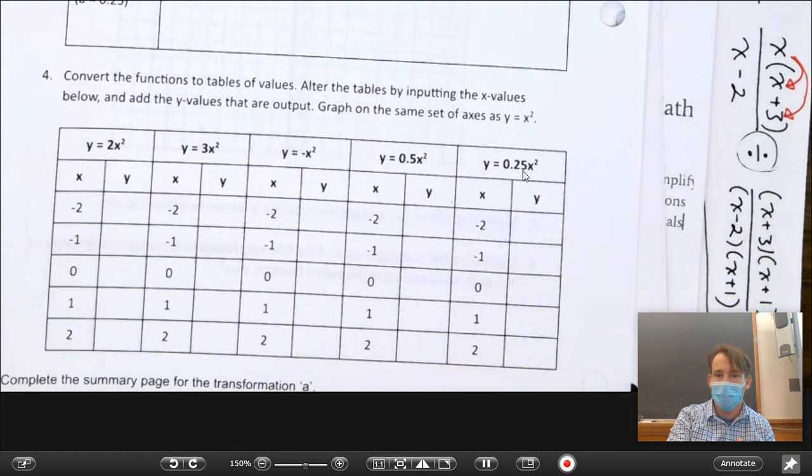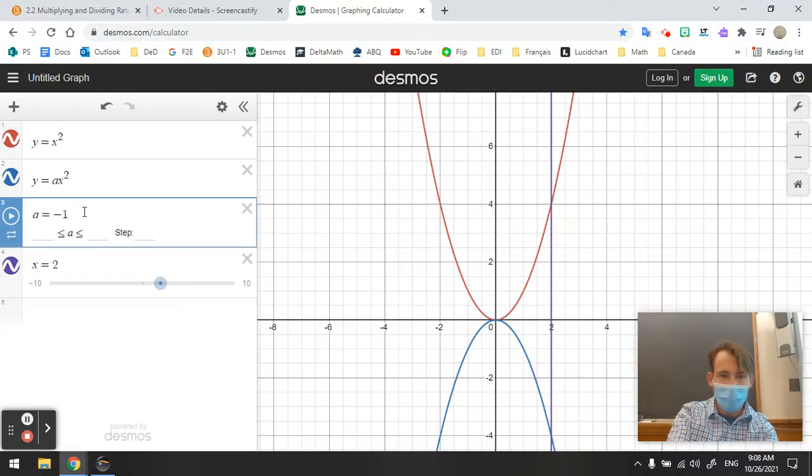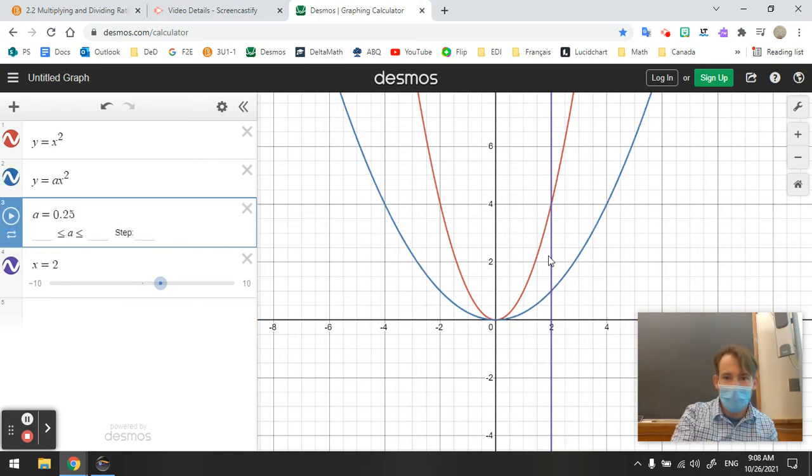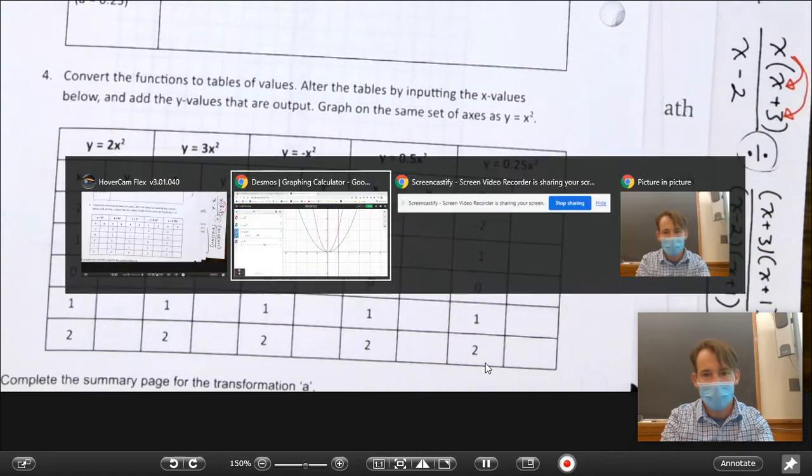Here, -2 squares to 4, and 4 times 1/4 would just be 1. I mean, you can do these ones pretty quick. But let's take a look at this one here. Y is equal to 0.25 x squared. Okay, so now I'm going to make a 0.25. There we go. So now there's my a value of 0.25. I'm now investigating the last one, and it tells me I want to know these values of x. So let's investigate them: -2, -1, 0, 1, and 2.